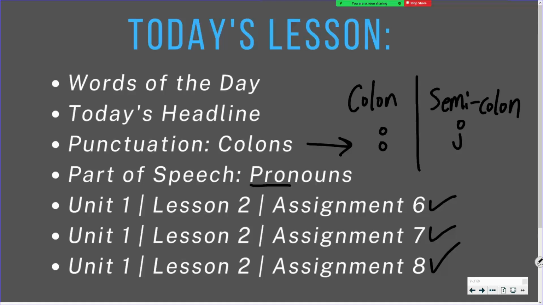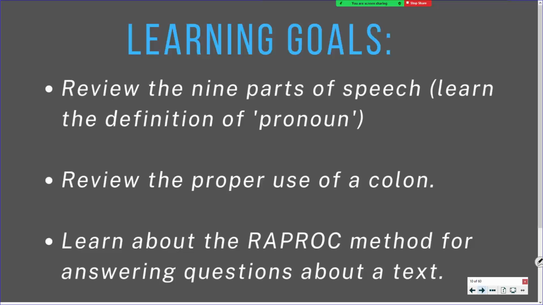So we're going to use that word text a lot today, and a text can be a lot of things. A text can be an actual text that you send to somebody on your phone. A text is a short story, it's a poem, it's a novel. So when we're talking about the text, we're talking about how do we answer questions about it in a meaningful way that makes connections with our own lives.